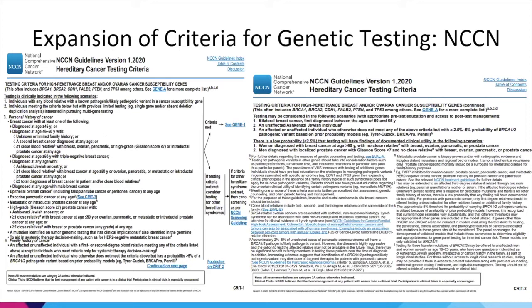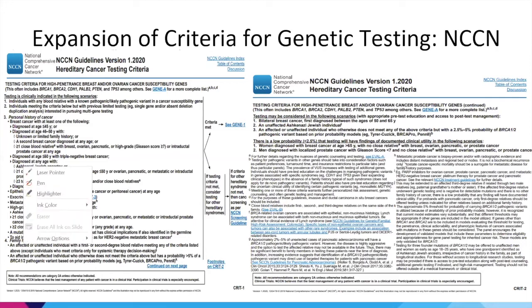One point I want to make in terms of indications is that there has been a big expansion of criteria for genetic testing. And this is partially due to the fact that we're learning more about how these hereditary predispositions present. So for example, we now know about the association of BRCA1 and 2 with pancreatic cancer or prostate cancer. And so that's included in the criteria, but also the ability to test for multiple genes at the same time. And this is from the National Comprehensive Cancer Network.